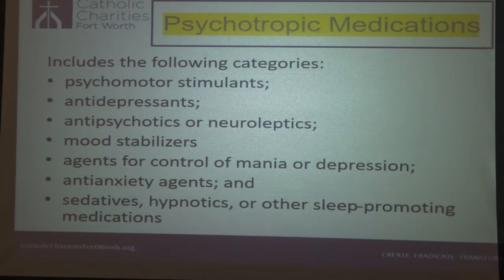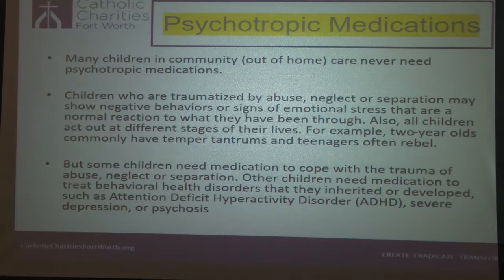They include the following categories: psychomotor stimulants, antidepressants, antipsychotics or neuroleptics, mood stabilizers, agents for control of mania or depression, anti-anxiety agents, and sedatives, hypnotics, or other sleep-promoting medications. That's a lot of medication, and to think that children are on these is really hard to even imagine, but many of them are. You have to realize some of them, the trauma that they've been in.